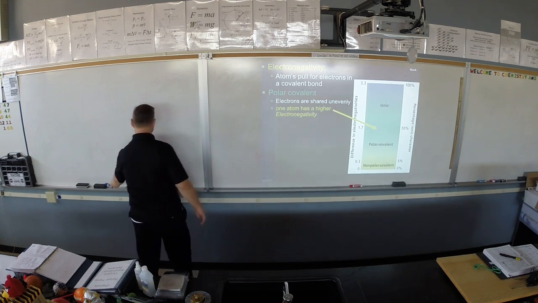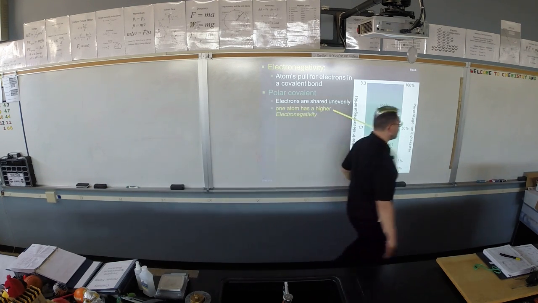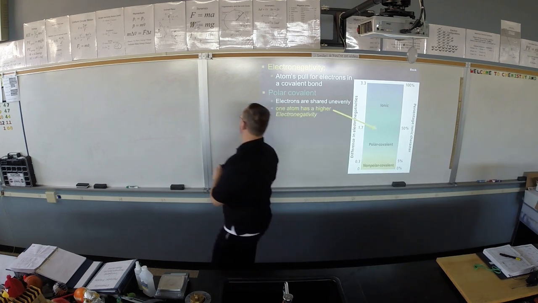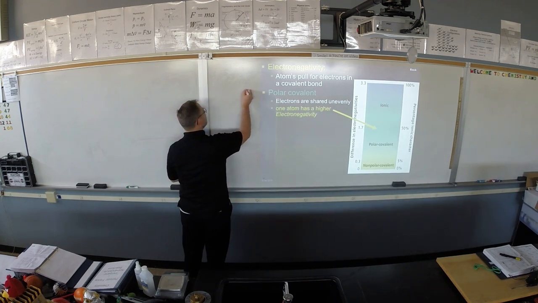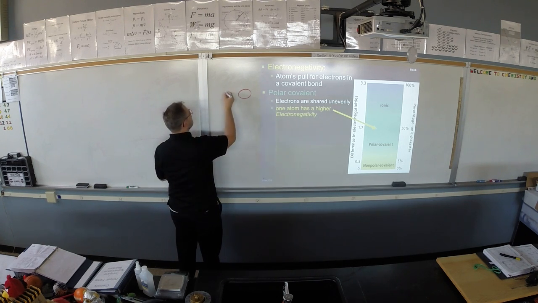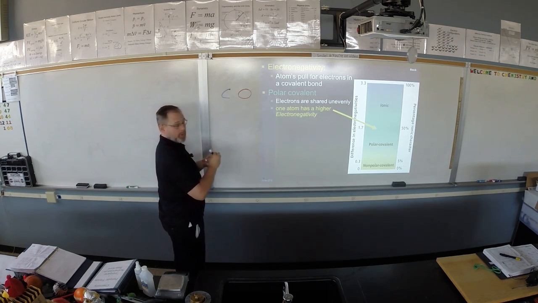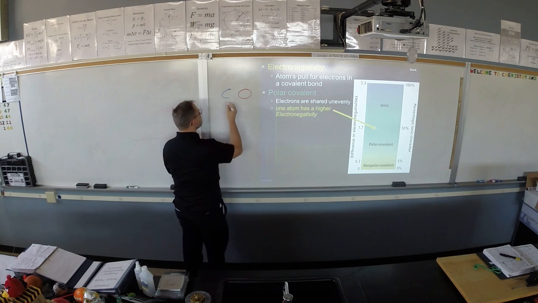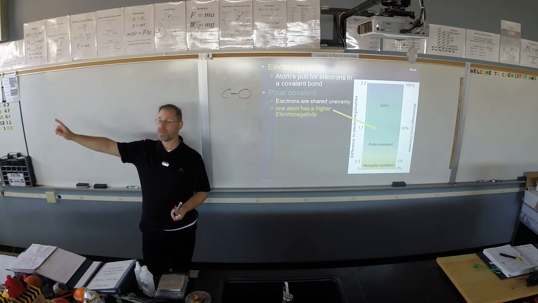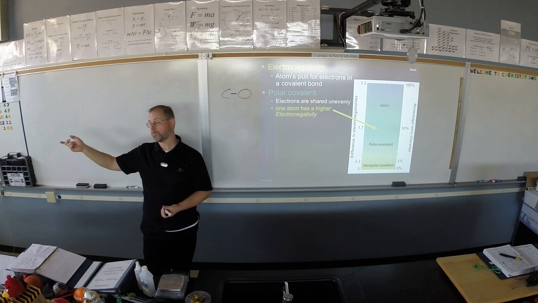For instance, when carbon and oxygen share an electron pair, they don't share equally. So if I've got an oxygen atom and a carbon atom and they make a bond, they don't share that bond equally because oxygen has more electronegativity than carbon.